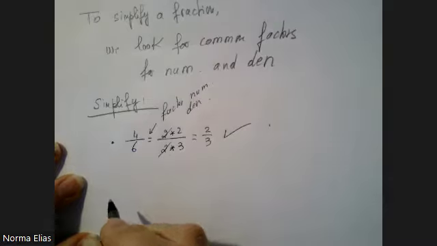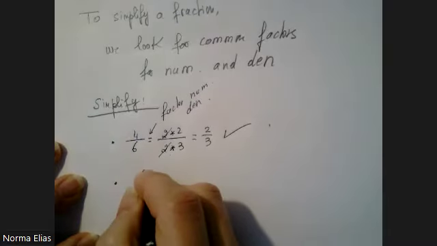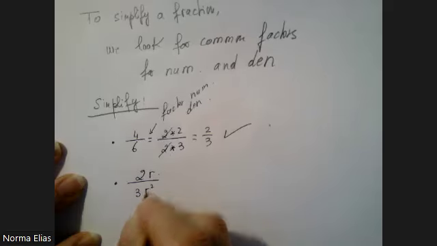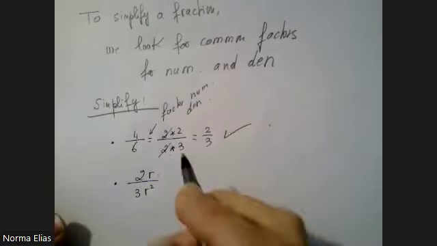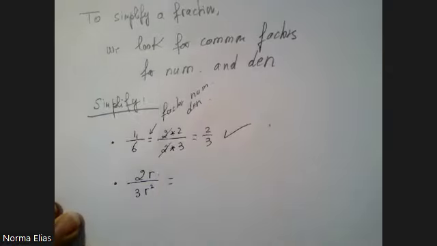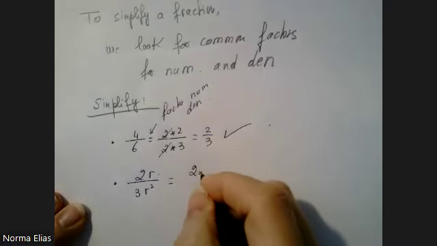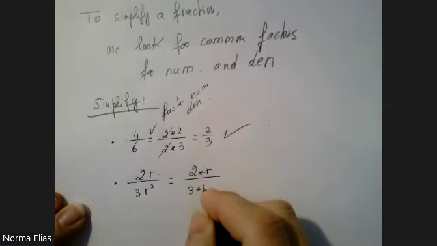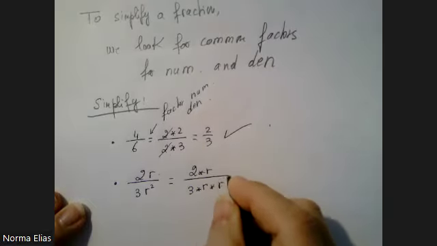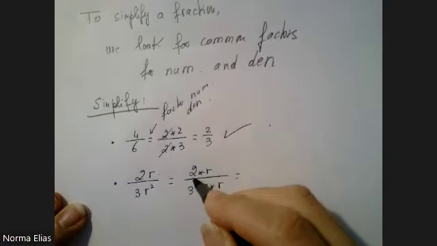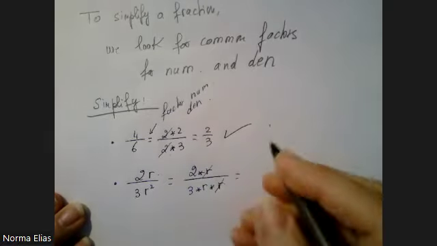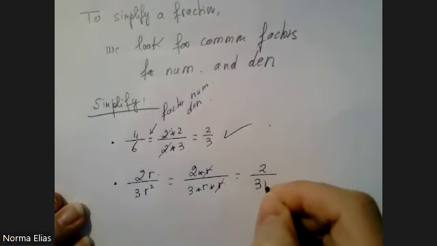So I'm going to give you another problem. Suppose the question is simplify 2r over 3r squared, where r is a number. Can I simplify here? The numerator is 2 times r. The denominator is 3, and r squared is basically r times r. Now, r is multiplied in the numerator and denominator. This r can factor out, which will leave me with 2 divided by 3r.